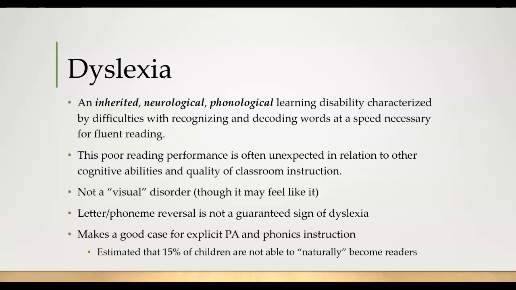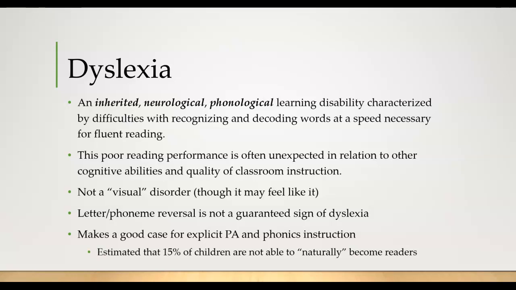So, and I like this phrasing a lot, this is straight out of, I can find my source: characterized by difficulties with recognizing and decoding words, and this is important, at a speed necessary for fluent reading. Next week, we'll talk about fluency for our building blocks part 2. This poor reading performance is often unexpected in relation to other cognitive abilities and quality of instruction. So remember, that's from last week. Just because someone has dyslexia does not mean that they are unintelligent. Oftentimes, individuals with dyslexia have a higher than average IQ and can present themselves as highly intelligent individuals, especially if they get to talk and listen as opposed to read and write.